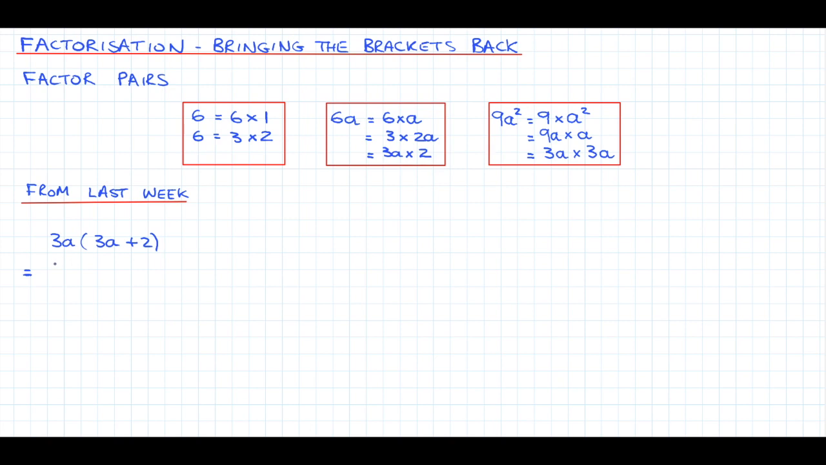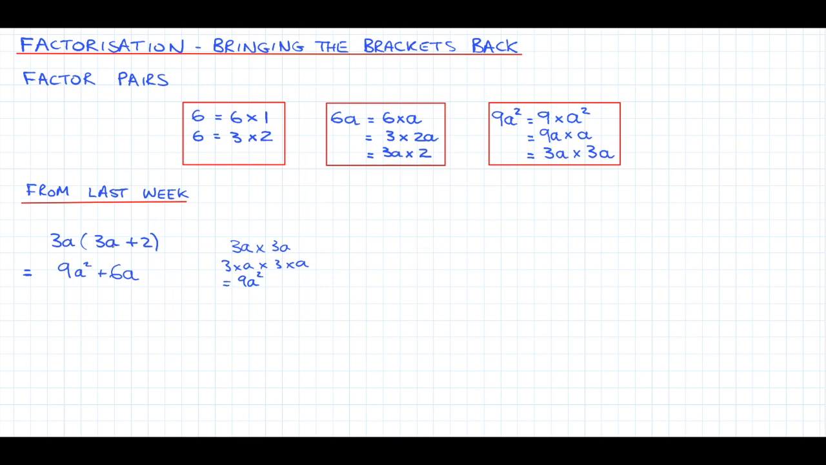Now, step back to last week, we were multiplying out brackets, and we had this 3A, we knew that whatever we had outside the bracket multiplied each term inside. So we had 3A times 3A. And if we could remind ourselves that that was just 3 times A times 3 times A, and that was 9A squared. So this was last week's work. That was 9A squared plus 3 times plus 2 was 6A. So we expanded the brackets. This week we're going to look at bringing the brackets back.